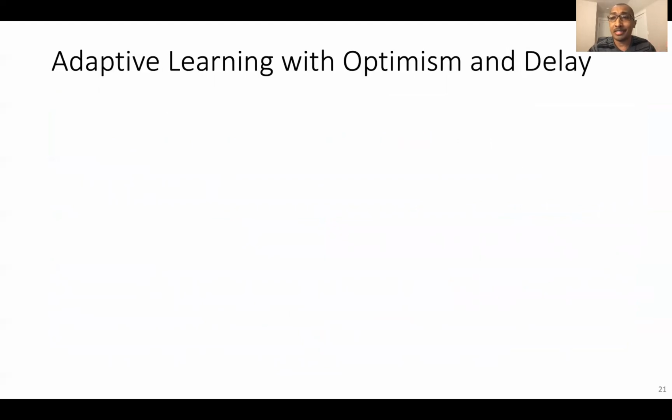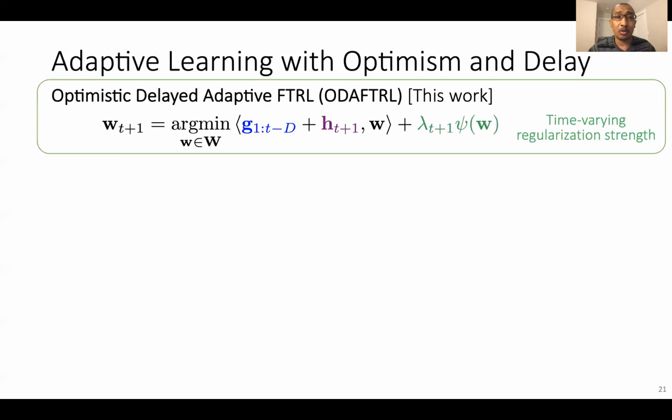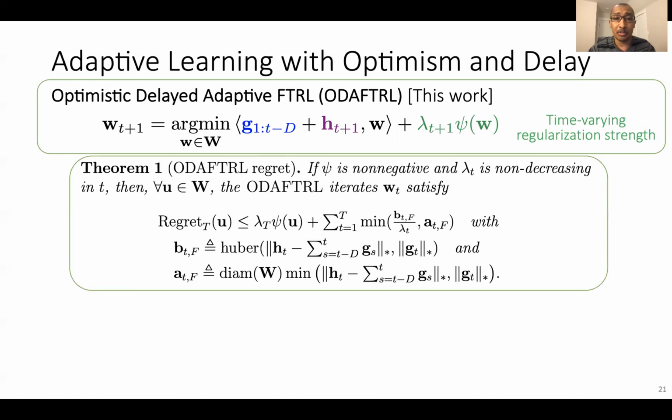Now I'd like to explore a second strategy for dealing with hyperparameter setting. Instead of using a tuning-free algorithm, we're going to learn how to set lambda adaptively and automatically. To do this, first we have to understand what the regret of an algorithm that uses an adaptive setting of lambda is. And so the algorithm we're going to consider we'll call optimistic delayed adaptive FTRL. And it's just like the optimistic delayed FTRL that we saw before, but now we have a time-varying regularization parameter. So what does the regret of this algorithm look like? Well, here's a result from our work.